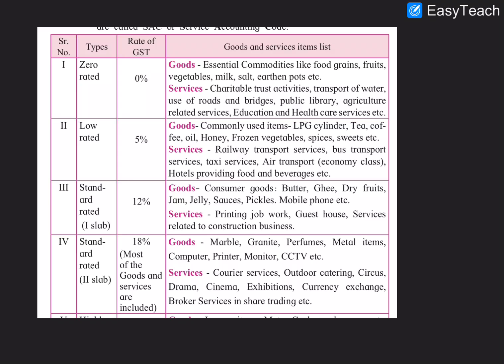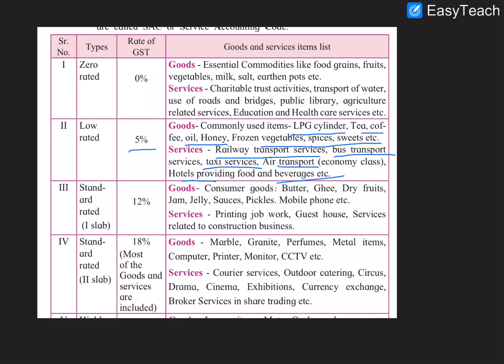The items on which we need to pay 5% of the amount as tax are commonly used items such as LPG gas, tea, coffee, oil, spices. For all these goods we have to pay 5%, and the services on which we pay 5% tax are railway transport, bus transport, taxi services, air transport, hotels and beverages.